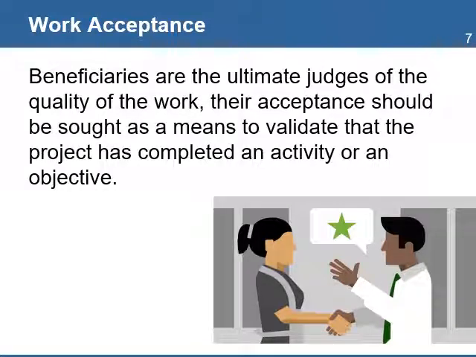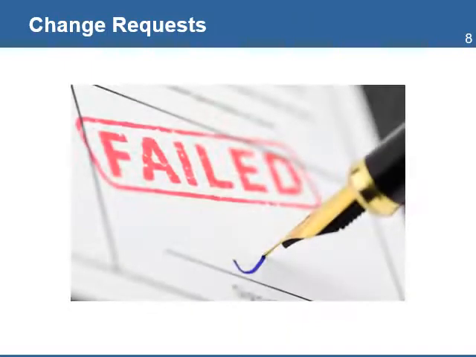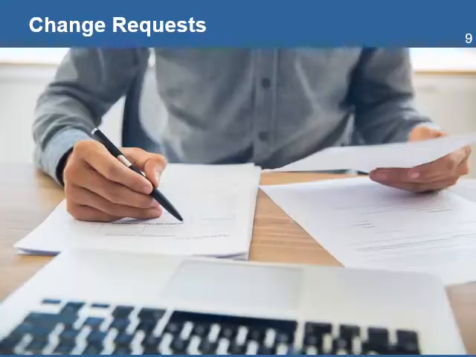Their acceptance should be sought as a means to validate that the project has completed an activity or an objective according to their expectations. From the work verification process, there may be situations where the work was not completed as expected or there is a need to make corrections. Changes in the context, assumptions, and risks can lead to the need to make changes to the scope. Changes can originate from the project team, beneficiaries, the organization's management, or the donor. Not all changes are made to fix problems. Some changes can also come from opportunities to improve the performance of the project.